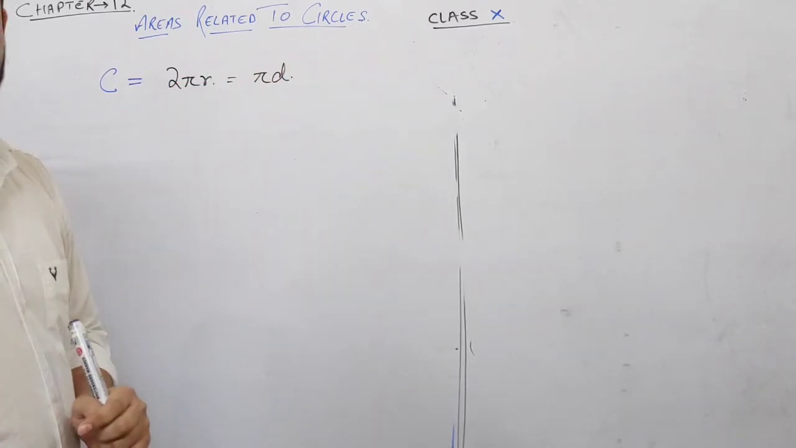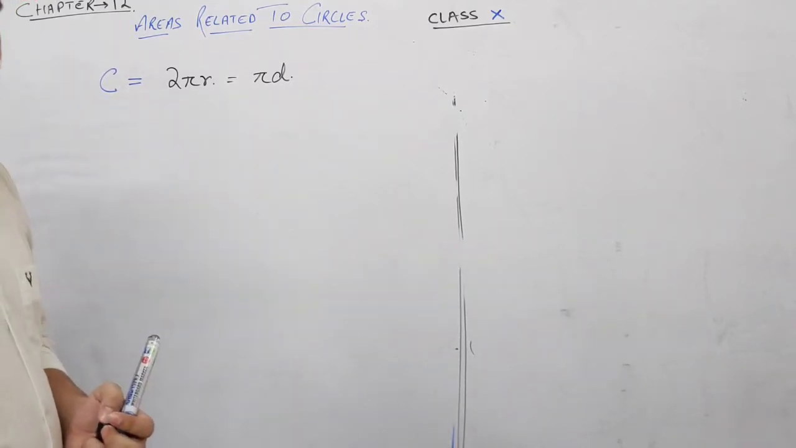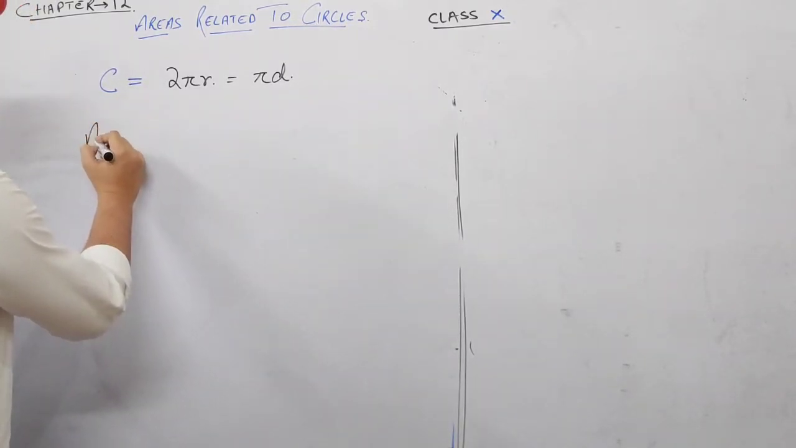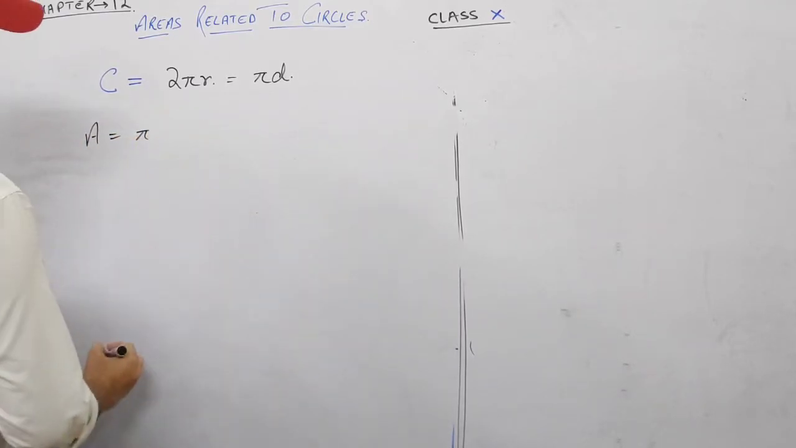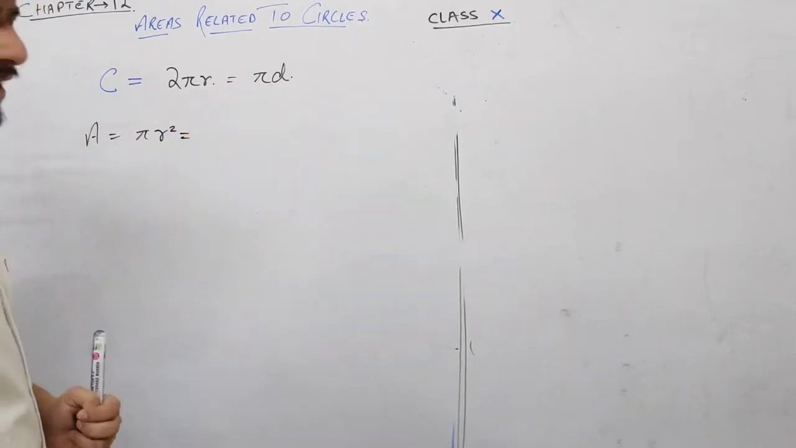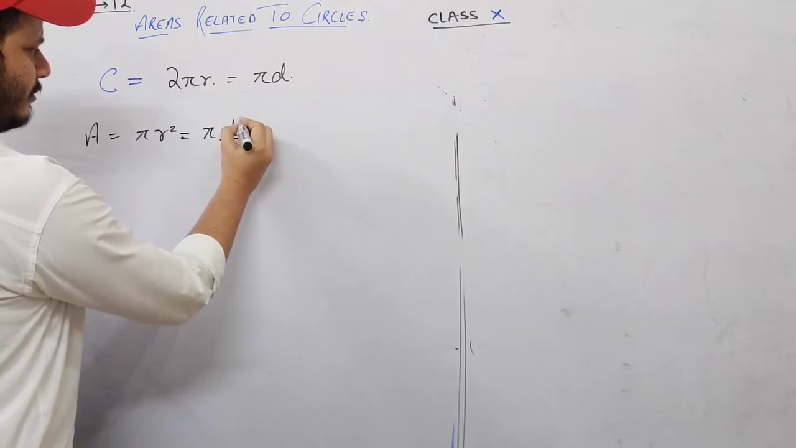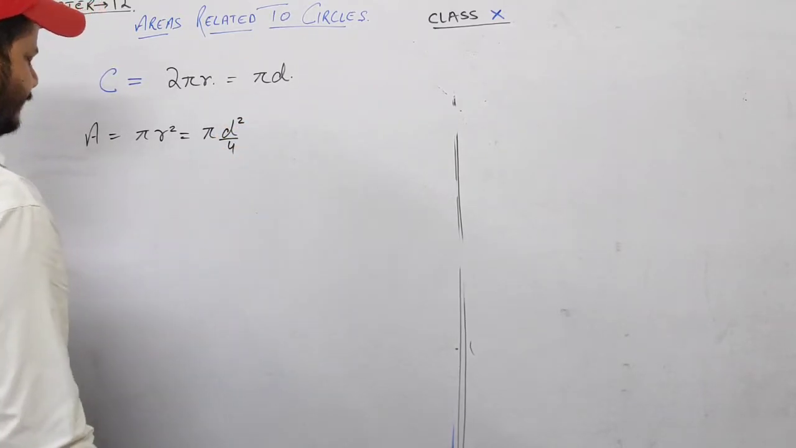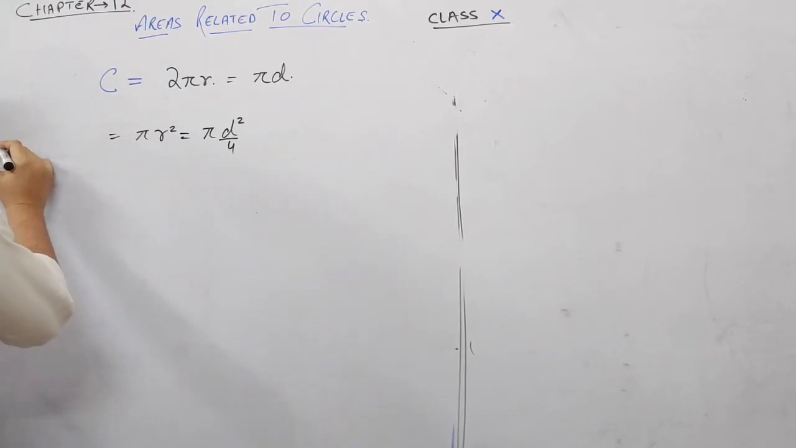D stands for diameter. Now the area of the circle, as you have all already studied, can be written as pi r square, or in terms of diameter we can write pi d square by 4. This is the area of a circle.